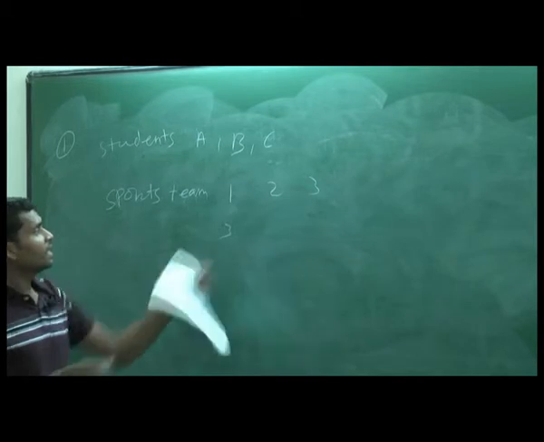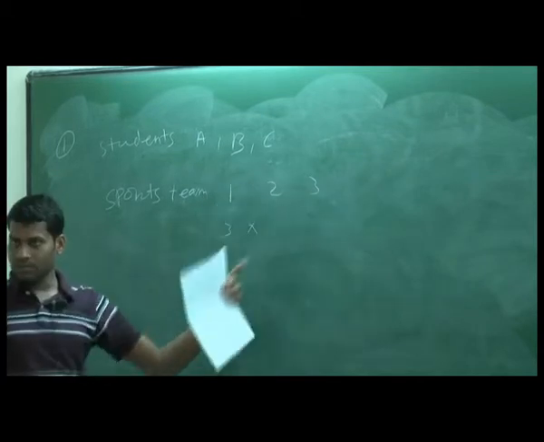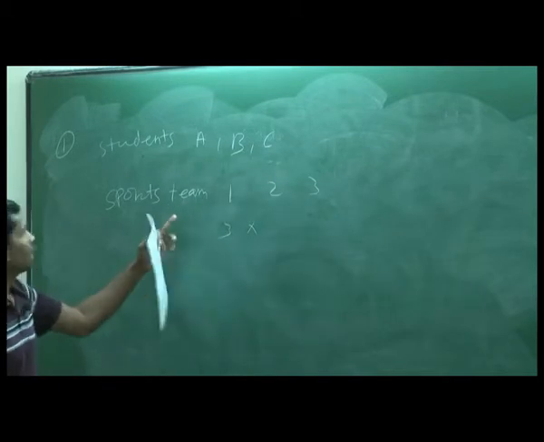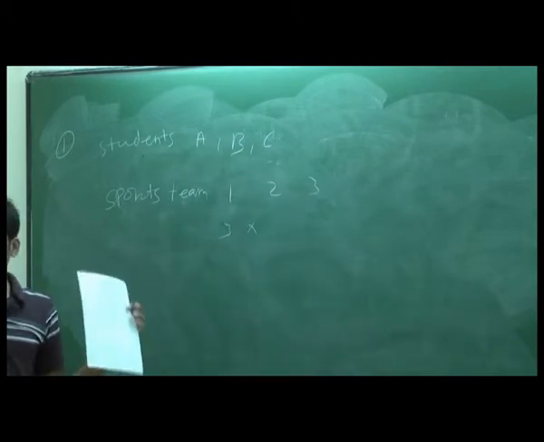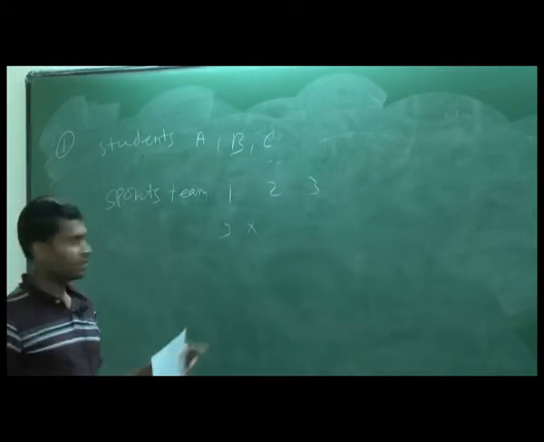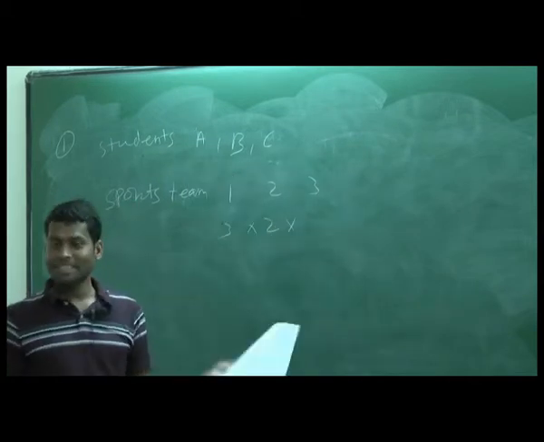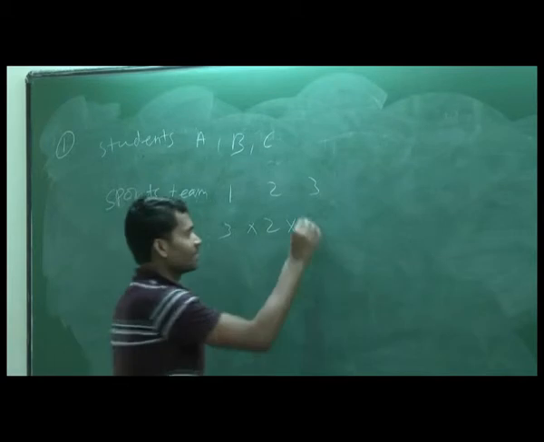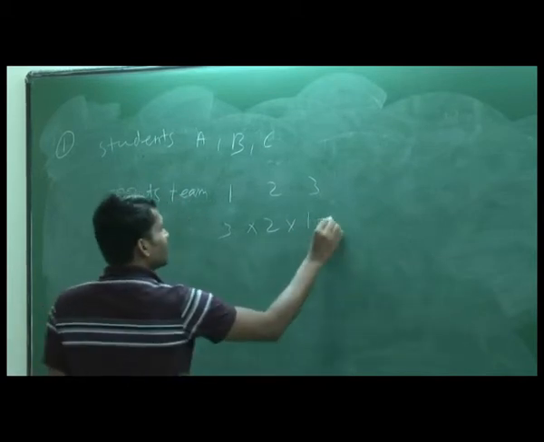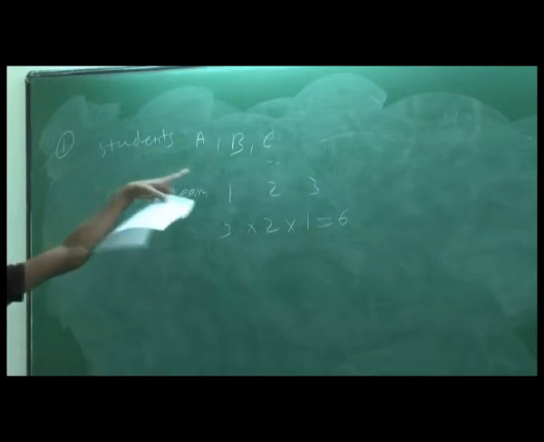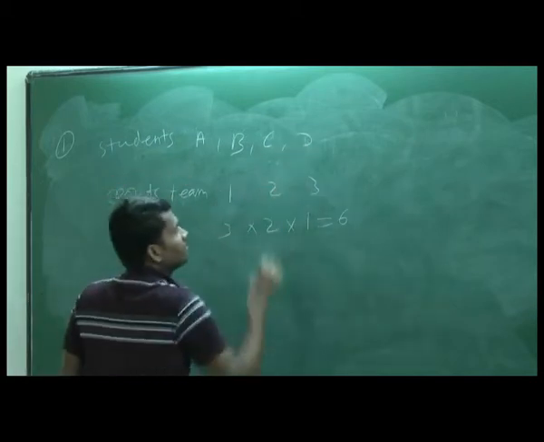And then team 2 will choose. How many options will they have? 2, because team 1 has already chosen 1, so 2 remain. And the third one? 1, he has no option. So total 6.